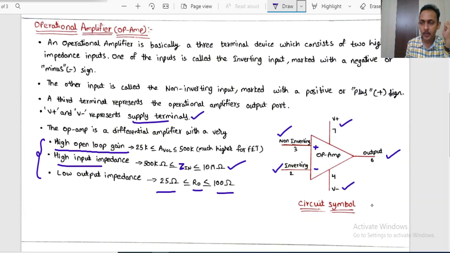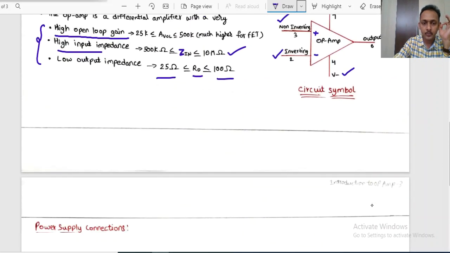I repeat again, 2 represents the inverting terminal, 3 represents the non-inverting terminal, 4 is V minus, 7 is V plus and 6 represents the output. It is going to have high open loop gain, high input impedance and low output impedance, right? So these are the important points to be taken down.